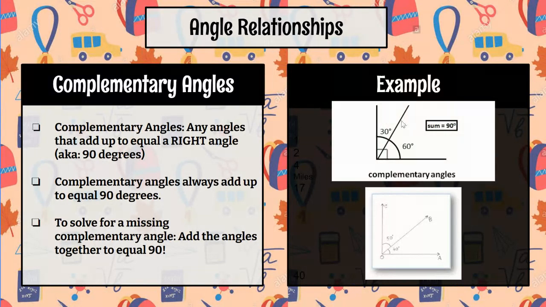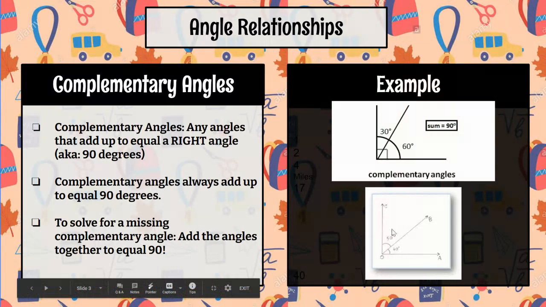So these would be complementary angles because they add up to equal 90 degrees, 30 and 60. Same down here, 50 and 40. Those are complementary angles to each other. They're complementary to each other. So they add up to equal 90 degrees.